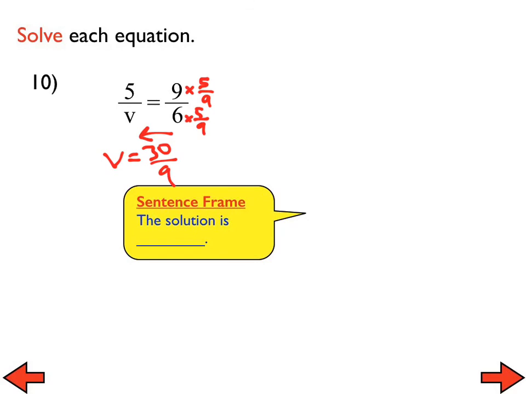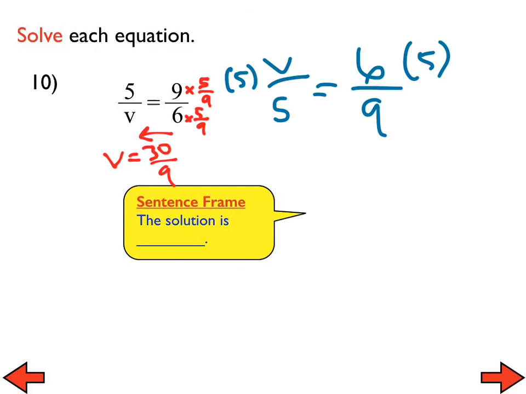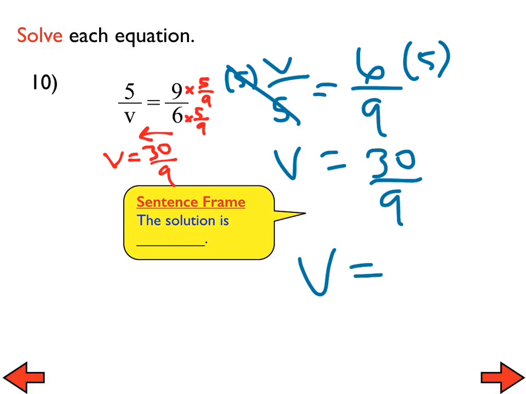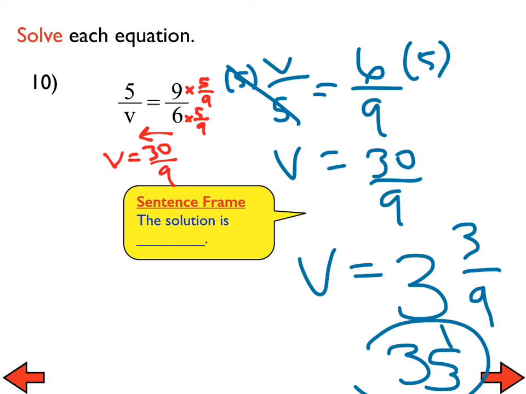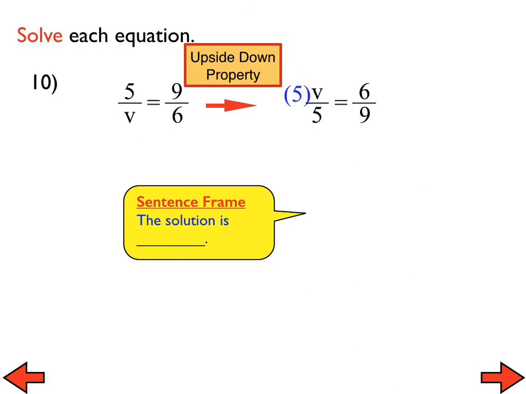And if I did flipping it upside down, you would multiply both sides by 5, which still gives you 6 times 5/9, which is 30/9, which reduces to what? 3 times 9 would be 27, 3/9, which is 3 1/3. See how it's the same thing? You can do either way you want. It gives you the same answer. You end up doing the same step right here.